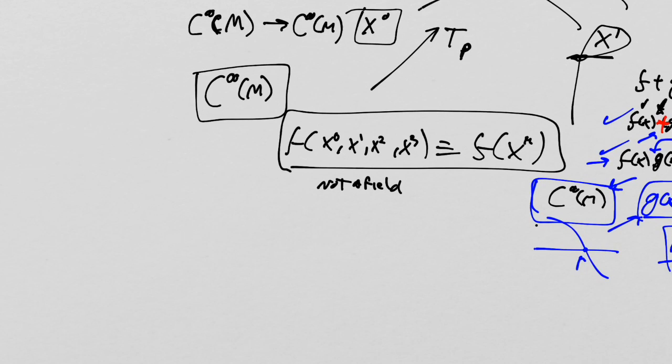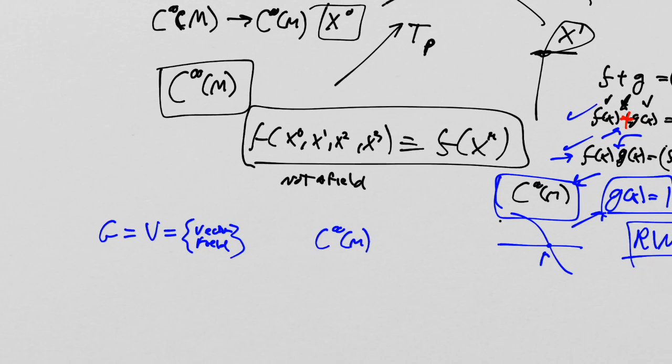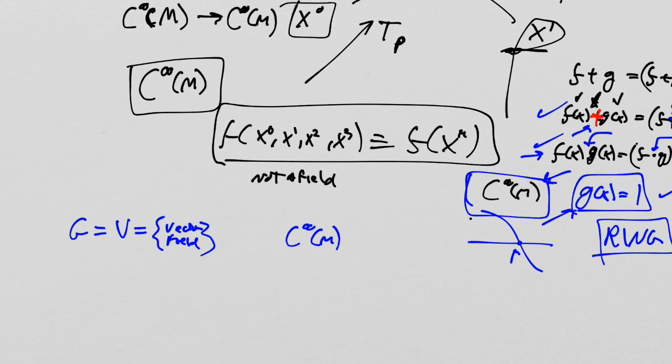So what if I took my abelian group G and said that equals all vector fields, and my bin of scalars was the C infinity functions on the manifold, or I should say on the space-time, which is a ring. Well, what I've created is a C infinity module over vector fields.